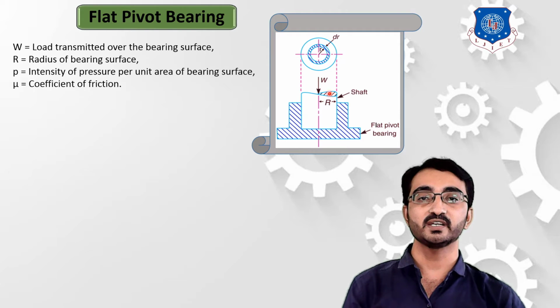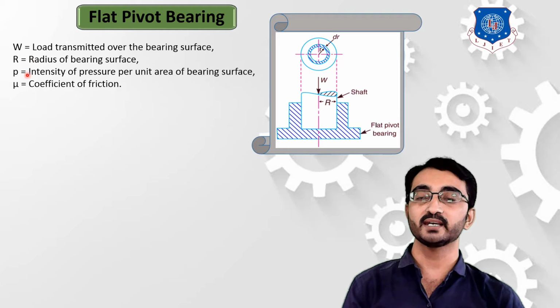The shaft is made up of a cylindrical surface, so your top view will be a circle. W is the axial thrust which is acting on this shaft. We can consider that W is the load which is transmitted from this shaft to this bearing surface, and R is considered as the radius of this shaft.